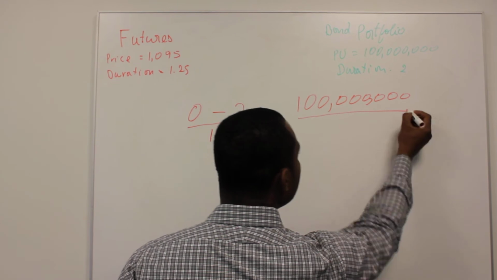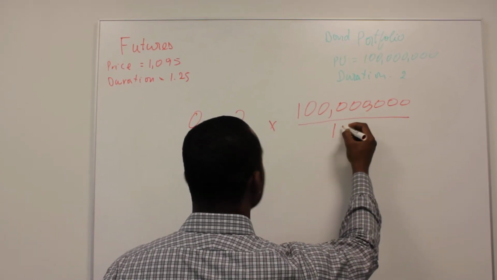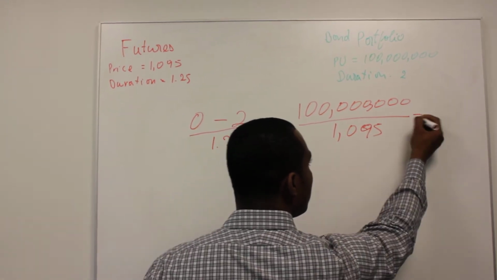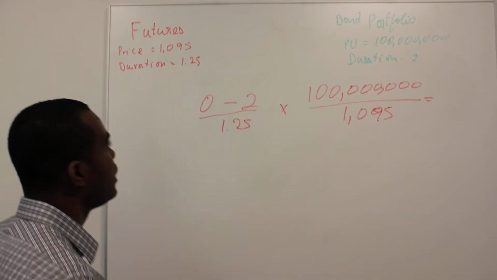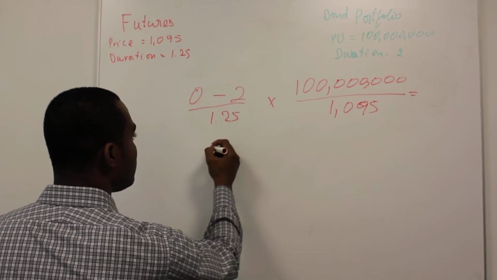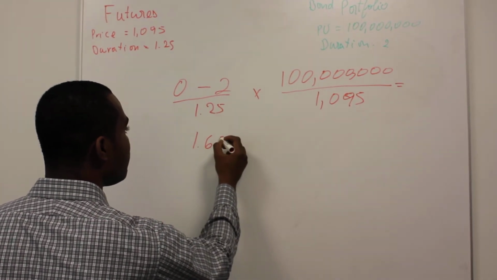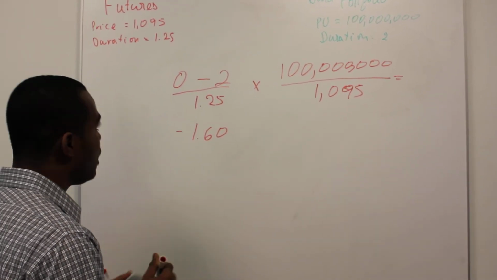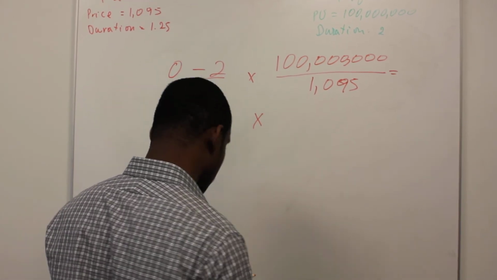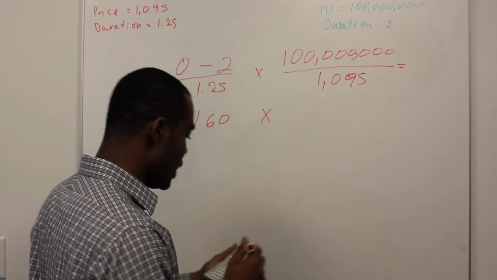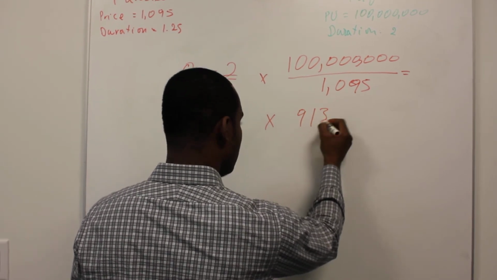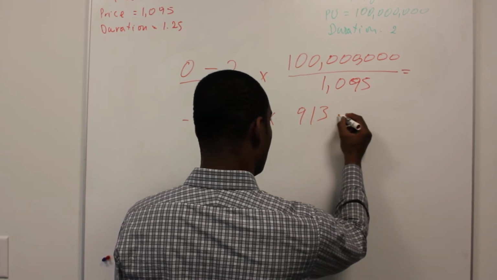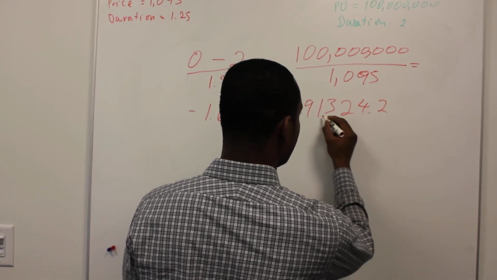So then you're dividing this amount again by the price of the futures contract, which is $1,095. Now, using my calculator, I know that this part of the formula equals negative 1.60. And then this is multiplied by this part of the formula, which equals 91,324.2 when I do the math.